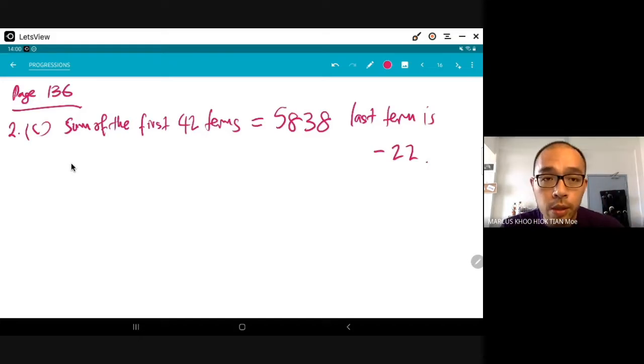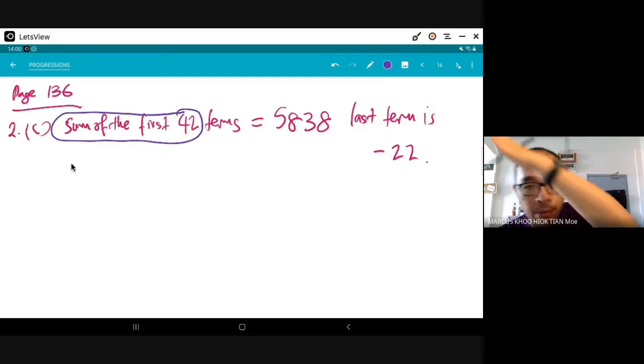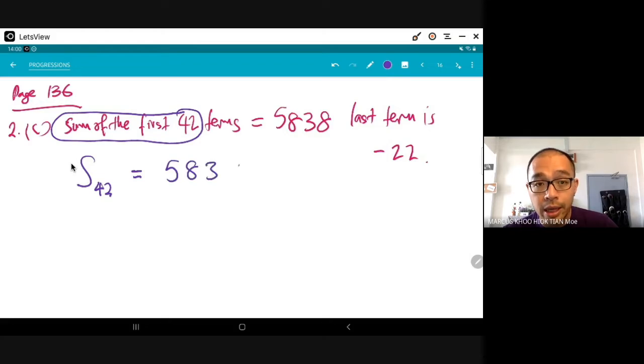So now in this one, the only thing we know is the sum of the first 42 terms. Sum of the first 42 terms means from the first term up to the 42nd term, and that will be S42. They tell you that S42 equals 5838.